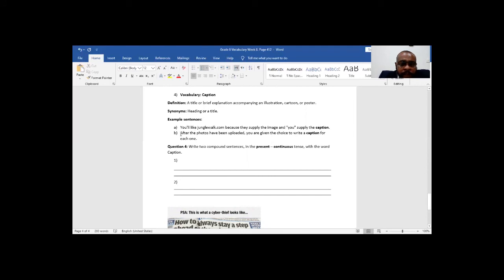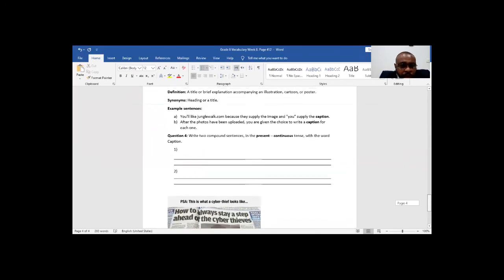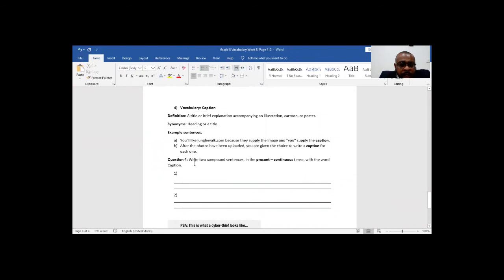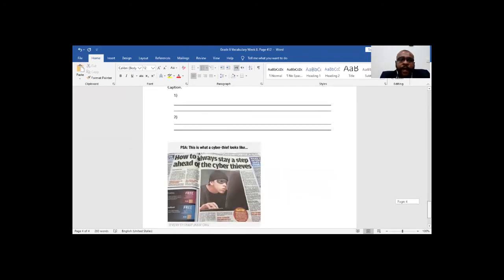The second sentence, after the photos have been uploaded, you are given the choice to write a caption for each one. They're very similar sentences because they both involve a picture and the caption, which is the words that follow with the picture. Same story here. Once you have understood these words, I want you to also then write 2 compound sentences, but this time in the present continuous. I will give you one clue about the present continuous. These are words that you sometimes will end in ing. So I am studying English right now, right? That word would be present continuous because it will have the ending ing.